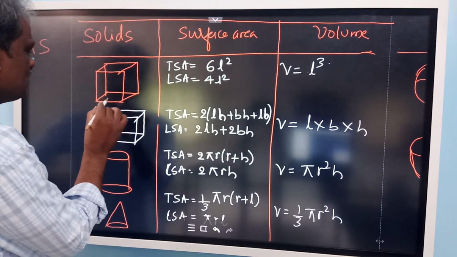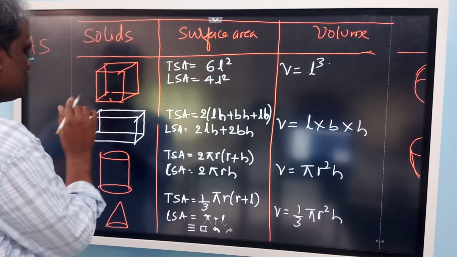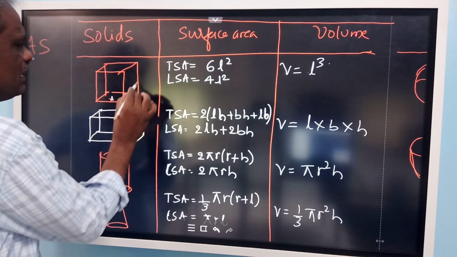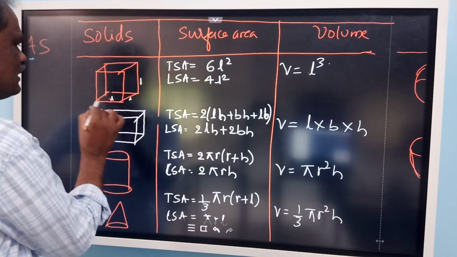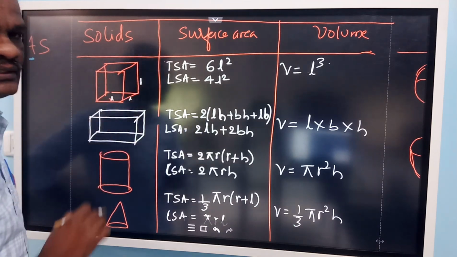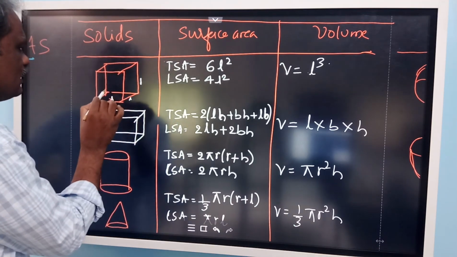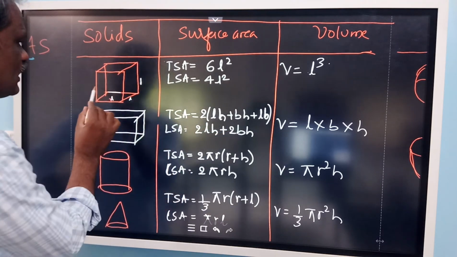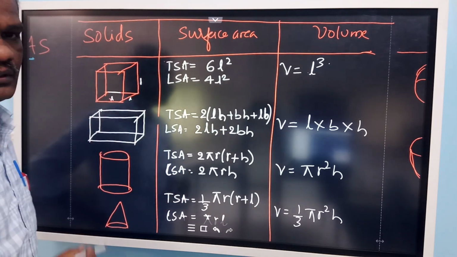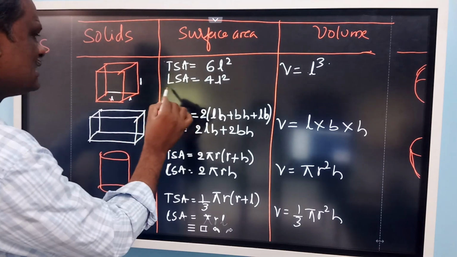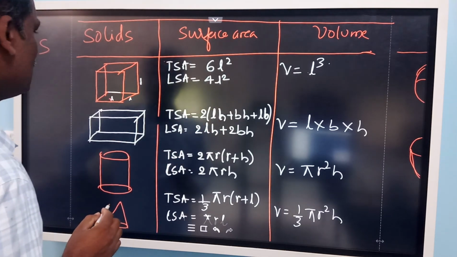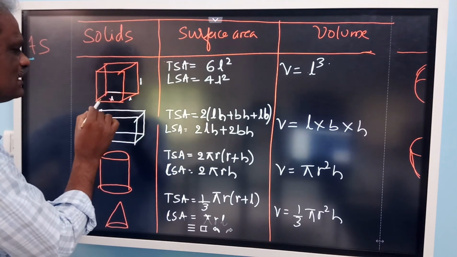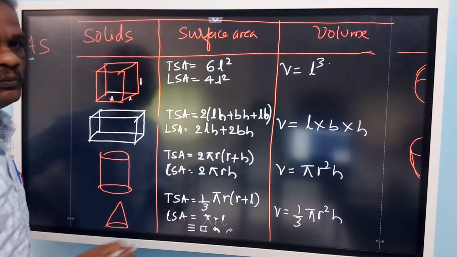Suppose each side measures L units, then the total surface area is 6L square, as there are 6 squares on the surface of the solid. Lateral surface area means only the sidewise surfaces, 4 of them, so 4L square. That is the formula for the total surface area and the lateral surface area. The volume of this one is L into L into L, that is L cube.